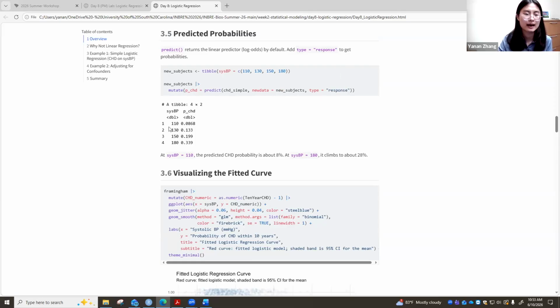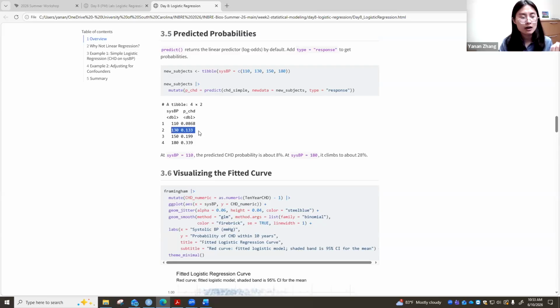Now here is the printout. We can see for a person who has a systolic blood pressure of 110, the estimated probability of getting heart disease is about 8.7%.